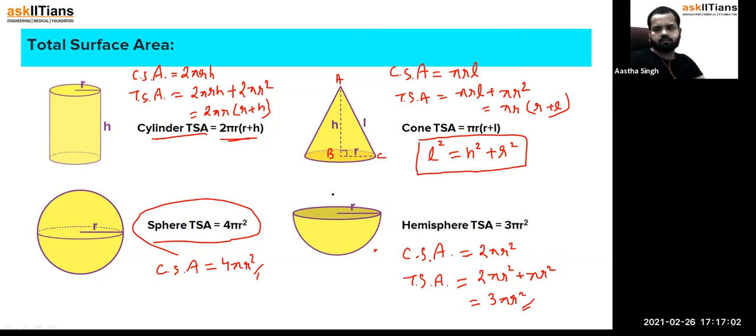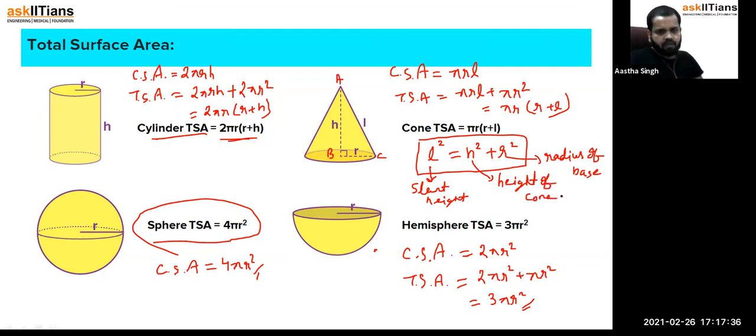L is the length, H is your height, and R is your radius of the base. Okay, so basically, what is L? L is your slant height. R is radius of base. What is H? H is your height of cone. I think the font is clear to you, right?